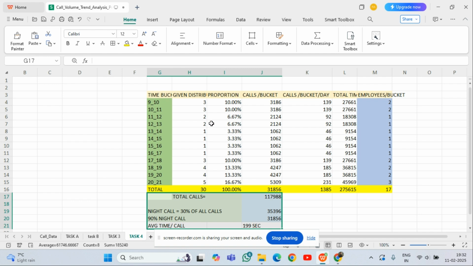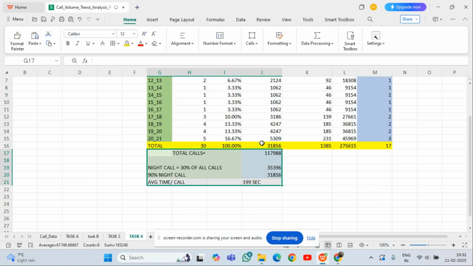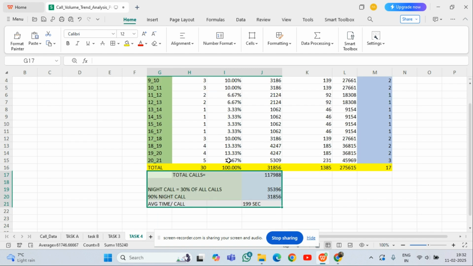Okay. We have the distribution. So in this case, we have to distribute the number of employees for each and every time bucket. But this is the night case. So in the given conditions, night calls are equal to 30% of all the calls. So at night, incoming calls will be 30% of all the calls.